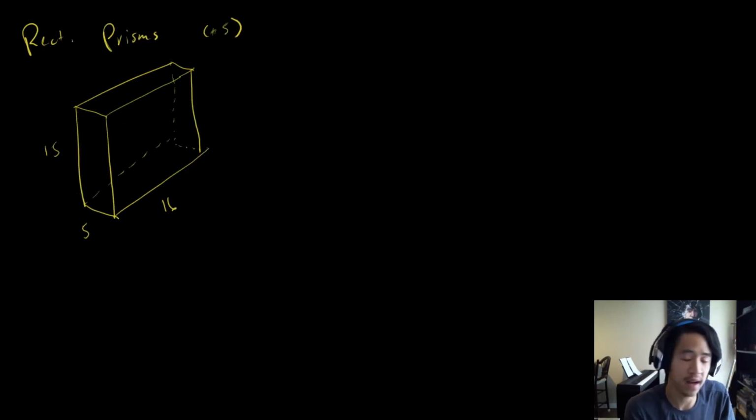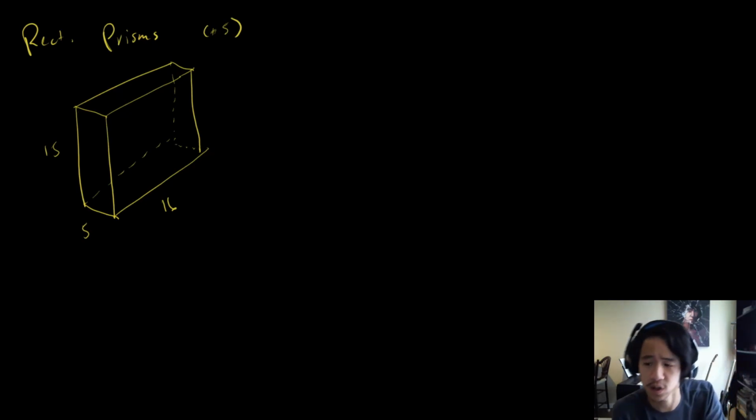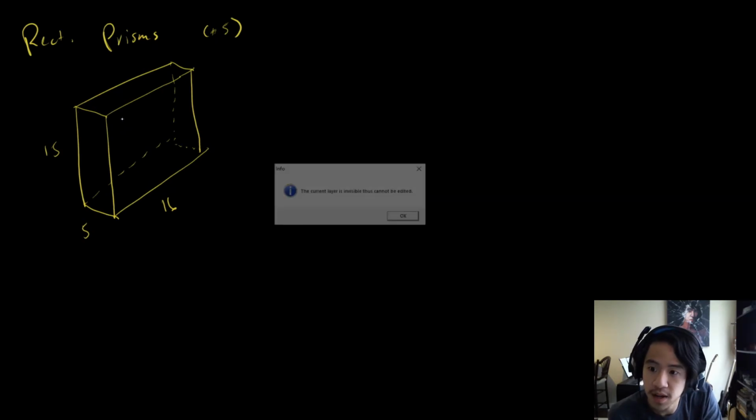So here's number 5. What if we have a rectangular prism? Well, let's go ahead and check it out. It's going to be pretty much the same thing. You're going to want to find the perimeter of your base.